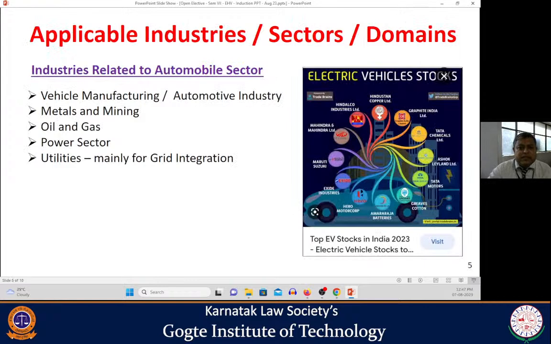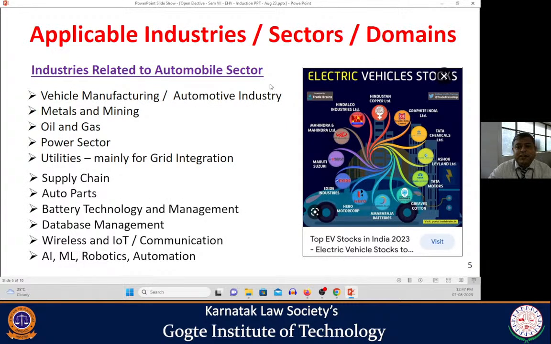Apart from the basic theory, we are going to see which industries are related to this automotive sector. On the right side you find the top EV stocks in electric and hybrid vehicles: Mahindra and Mahindra, Hindalco. Mahindra and Mahindra does mechanical work and also has its own IT wing, which takes care of the information sensing and processing part of the vehicles. Then there are Hindalco, Hindustan Copper, Graphite India, Tata Chemicals, because whenever it is battery, chemistry plays a very big role. So Tata Chemicals is there.